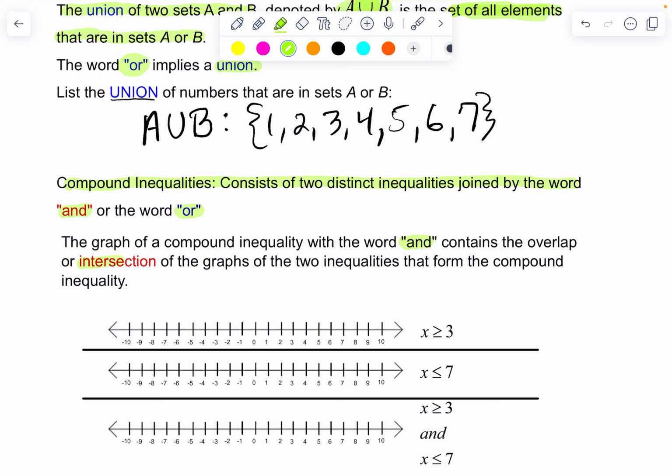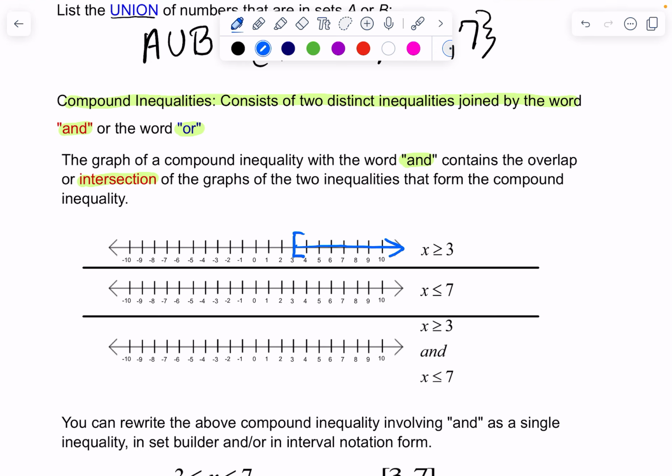Let's go ahead and graph x is greater than or equal to 3. So we have here a bracket on 3, and we're going to the right forever. And then let's graph x is less than or equal to 7. We'll use a different color. So we've got a bracket on 7, and that goes on forever as well, to the left, because it's less than.